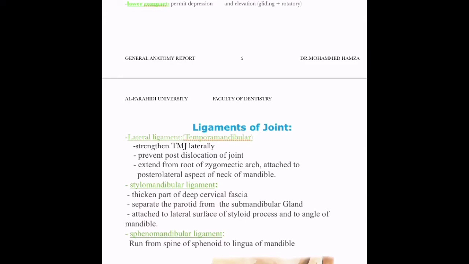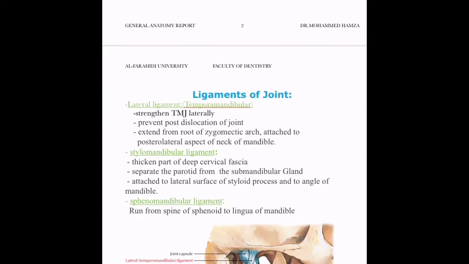And we have the articular disc, which divides the joint into two separate compartments. It is a fibrous plate, and we have the upper compartment and the lower compartment. The upper compartment permits gliding movement of protrusion and retrusion, and the lower compartment permits depression and elevation, which is used for gliding and rotatory movement also.